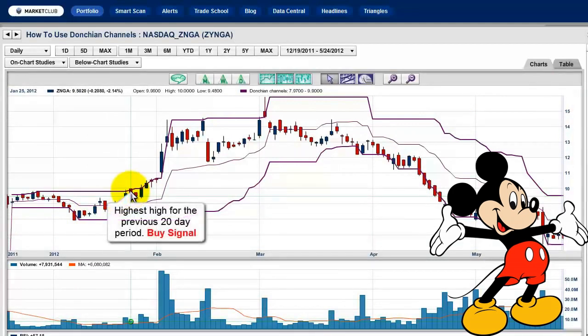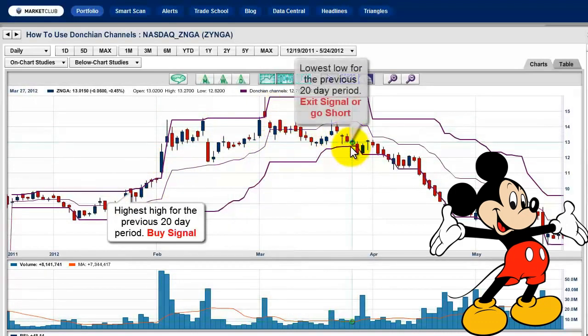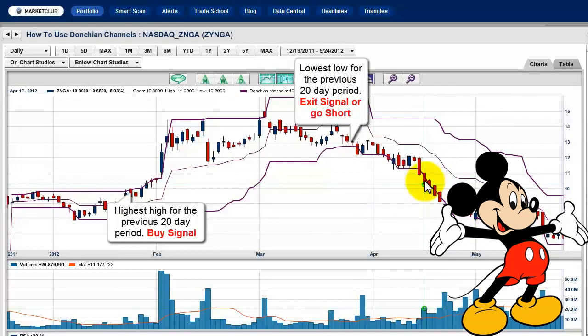So as you can see right here, we were a buyer right here on this day, and that would be right around the 950 level, and the market moved up very nicely. We've had some ups and downs. It then started to flatten out and then moved down right here below at 1301, producing a nice profit, and then proceeded to go lower. And that is a classic example of how to use the Donchian channels.